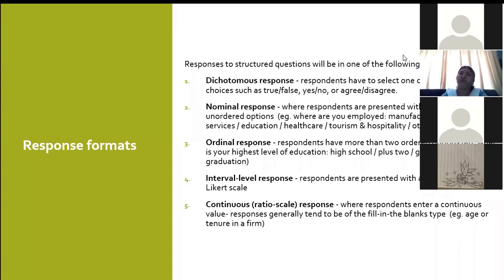So if you are employed in the education sector, you can select education, or if you are employed in the healthcare sector, you can select that.